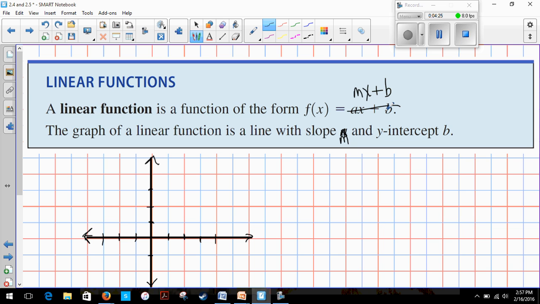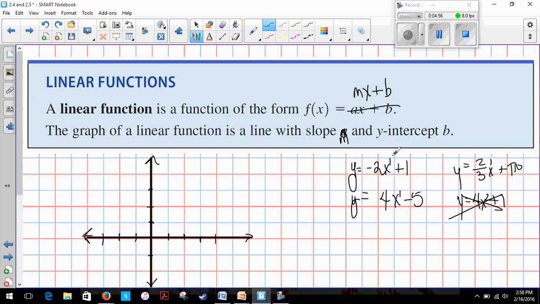Anything that has x to the first power as its highest exponent, that's linear. So y equals negative 2x plus 1. y equals 4x minus 5. y equals 2/3 x plus pi. These guys are all linear because x is to the first power. The example that we had before, y equals 4x squared plus 1, is not linear because it's got an x squared.